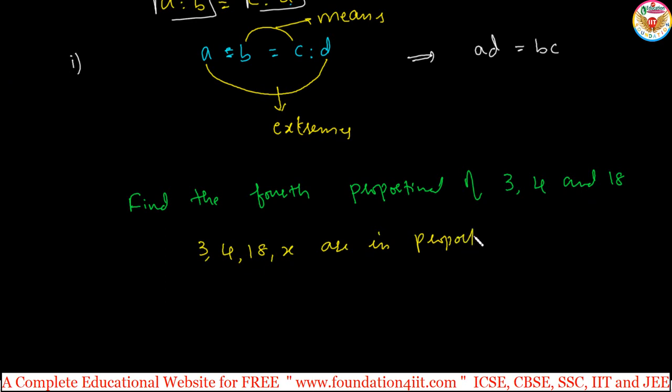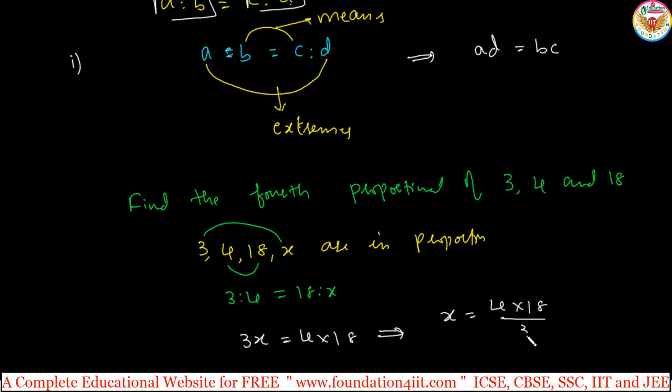Whenever we get problems of this type, if the fourth proportional is missing, you can take it as x. If it is asking for the third proportional, in the third place you can take it as x. And according to the rule, the product of the means is equal to the product of the extremes. First and last product should be equal to the middle. So 3 is to 4 is equal to 18 is to x. Based on that, 3 into x is equal to 4 into 18. So from this, x is equal to 4 into 18 divided by 3.